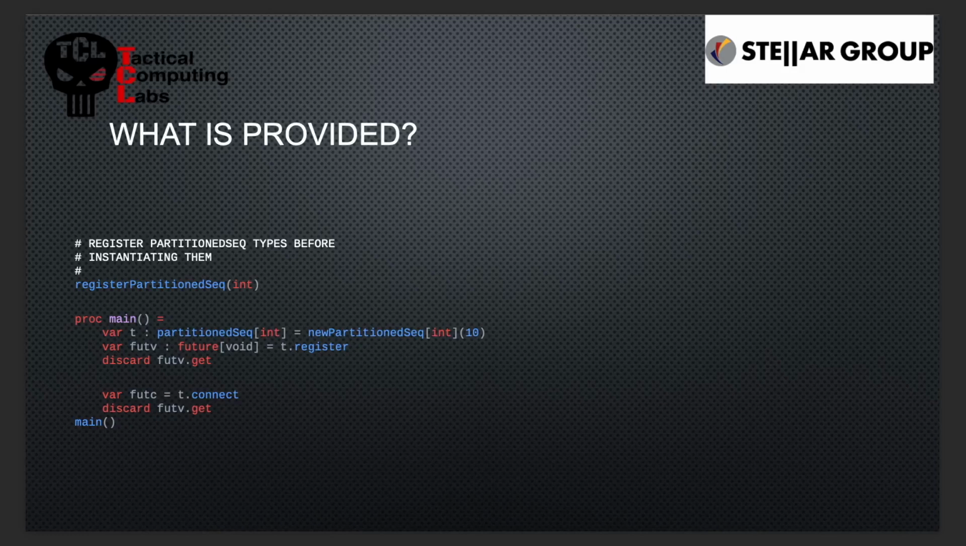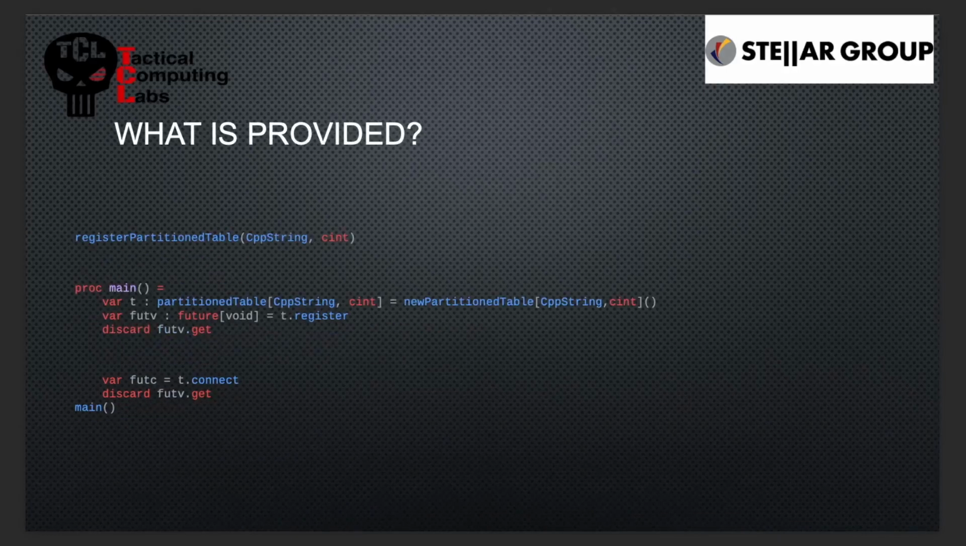And then at the very bottom of the code, what you'll see is that the partition sequence is connected, which means that it's now capable of communicating with other partition sequences in the global address space. That also returns a future, and you have to call .get to ensure that that operation properly terminated.